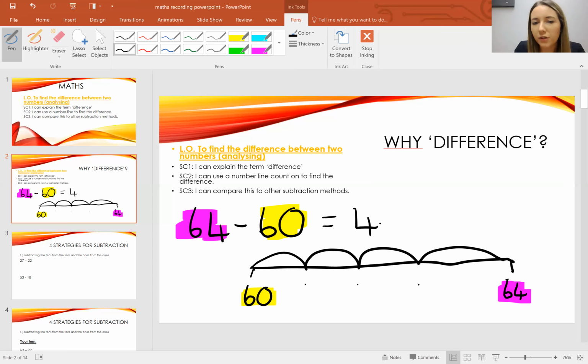So that is another strategy that we can use to subtract. That's why we call subtraction finding the difference. We're finding how many numbers are between the minuend and the subtrahend. Pause the video now and see if you can have a go at explaining that in your own words. You could draw something in your book if you want to, or write it down if you prefer. Off you go.